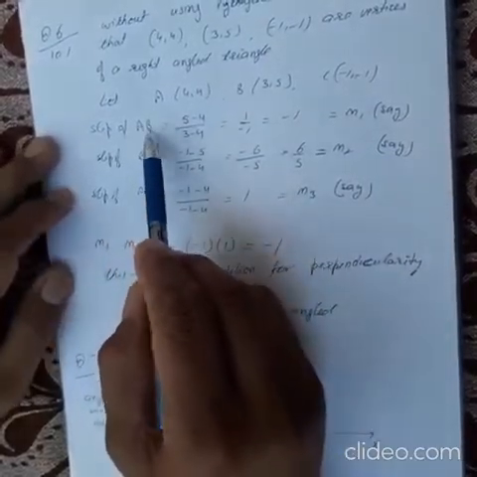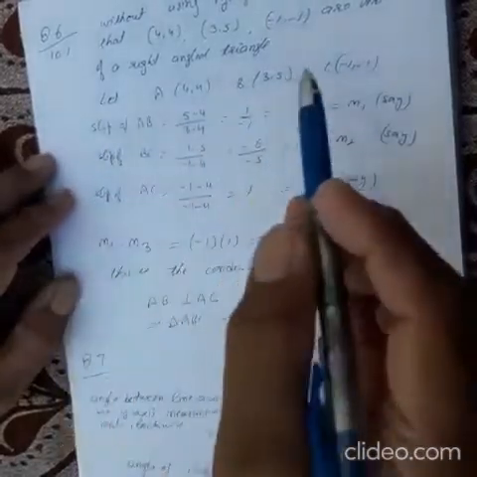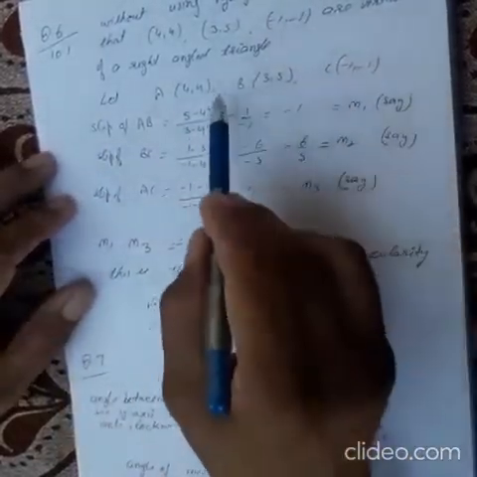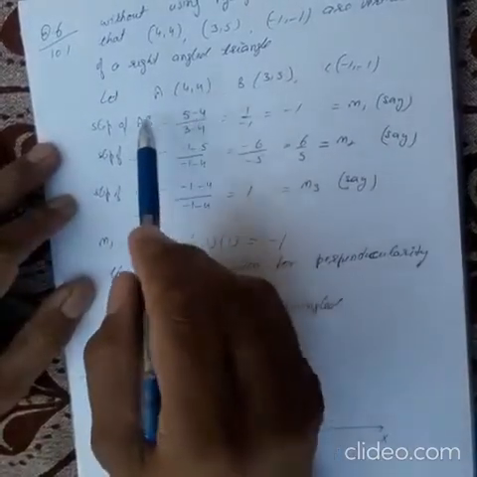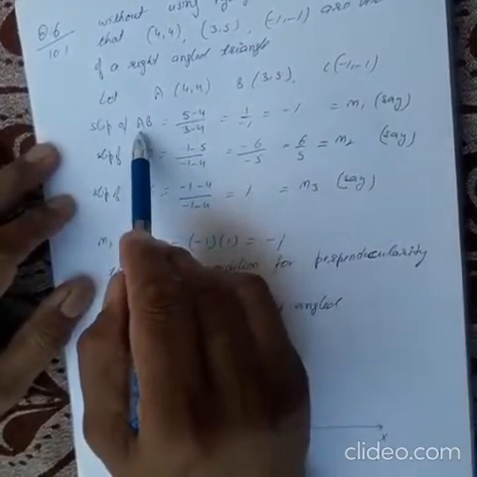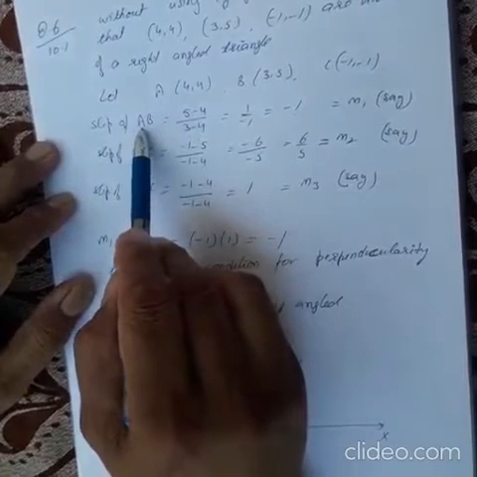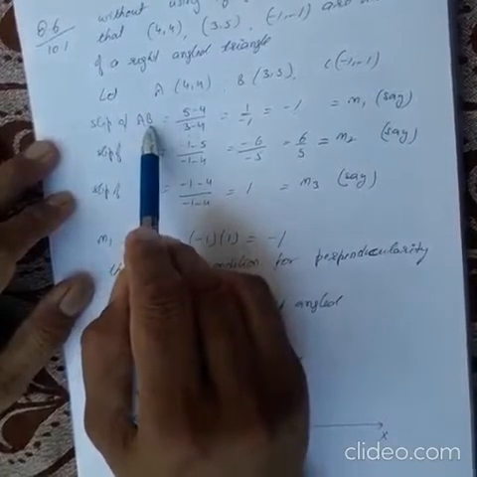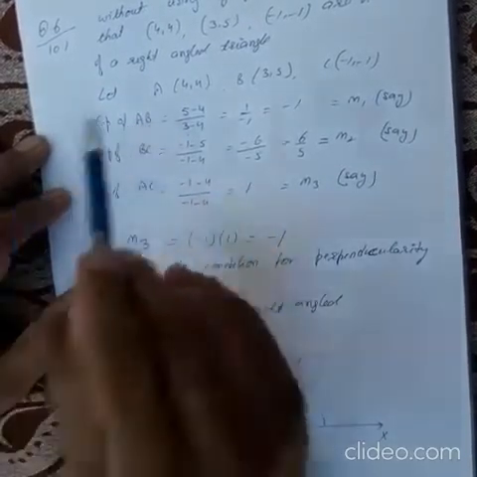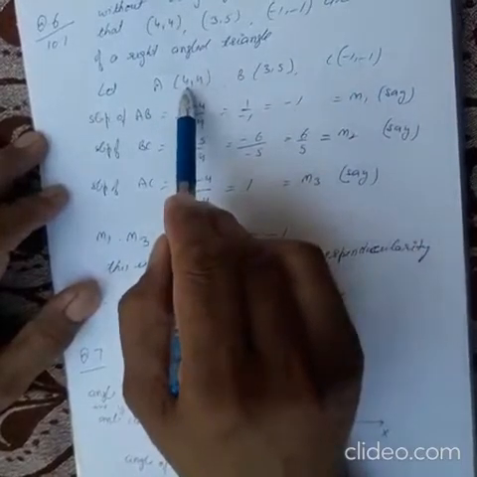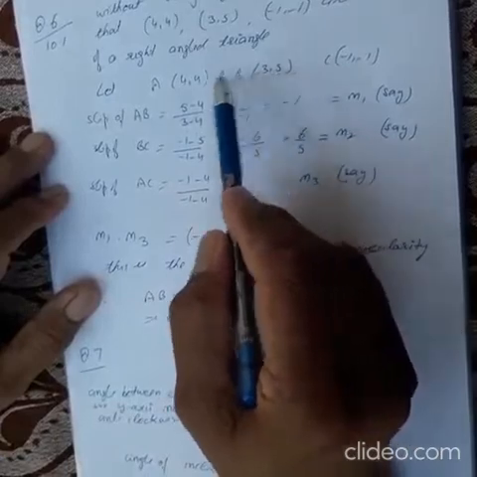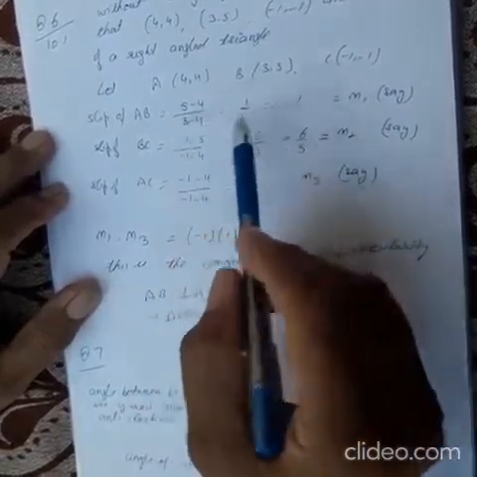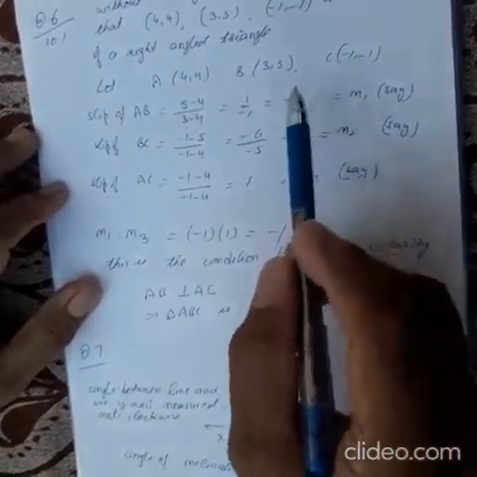Slope of AB using the same formula, y2 minus y1 upon x2 minus x1. When we are using the formula, always consider the coordinates of the first point as x1 y1 and the second point as x2 y2. So in this way, this is x1, this is y1, this is x2, this is y2. So y2 minus y1 upon x2 minus x1, it will be minus 1.